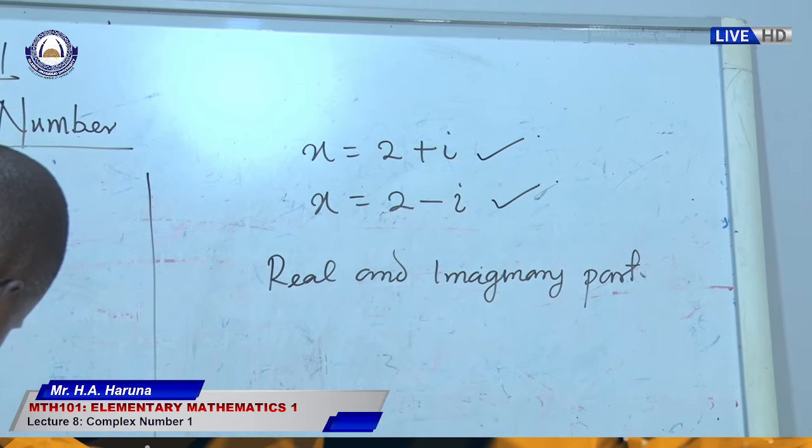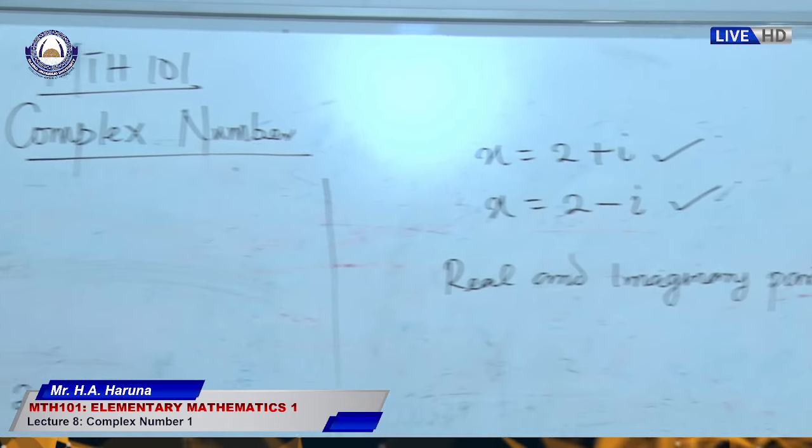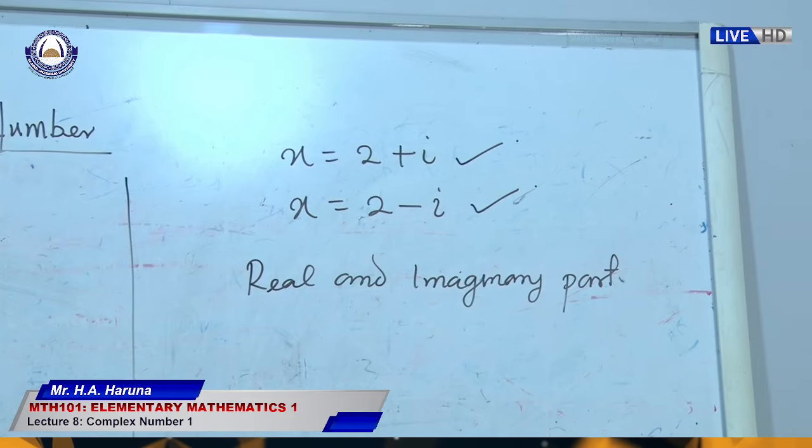Okay, so now let's move on. In the real number system, we know that we cannot have the square root of a negative number. That has already been taken.